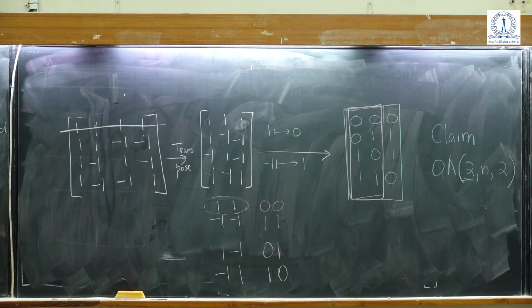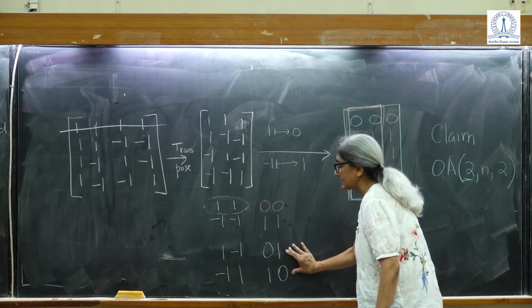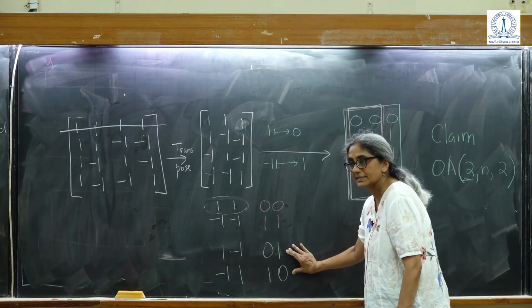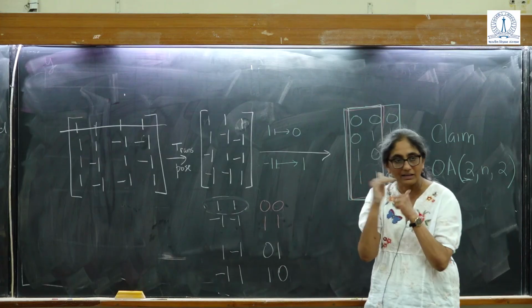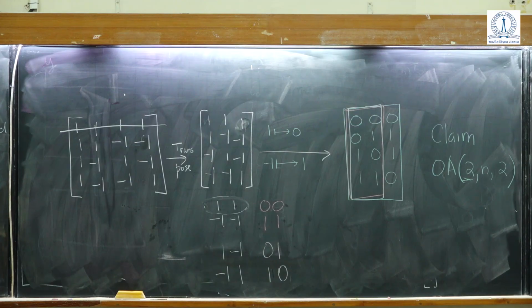So that is the end of the argument. We argued that the number of times this pair appears is the same as the number of times this pair appears, and within each pair they appear an equal number of times. So altogether this becomes an orthogonal array of strength 2. So from a Hadamard matrix, we have constructed an orthogonal array.